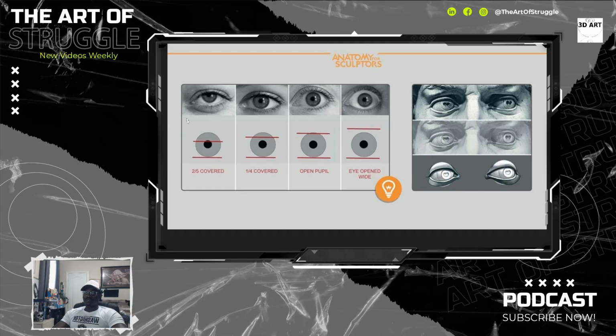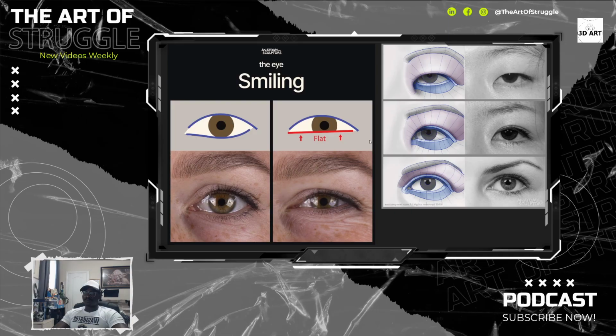All right, so looking at how the eye closes and opens, depending on how much of the pupil is covered. So you're imagining this is the pupil, this is your upper eyelid, a quarter covered, fully open, your eyes wide open like you just saw something scary. And then, this is a smiling, some people can have kind of a lower lid that closes like that.